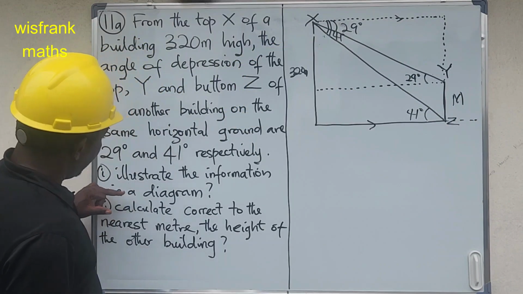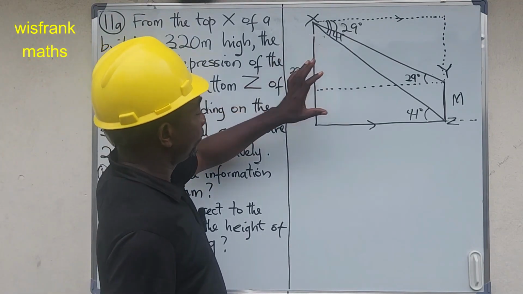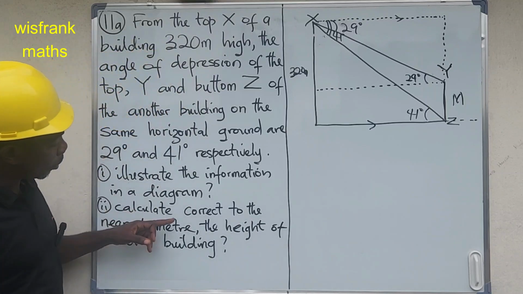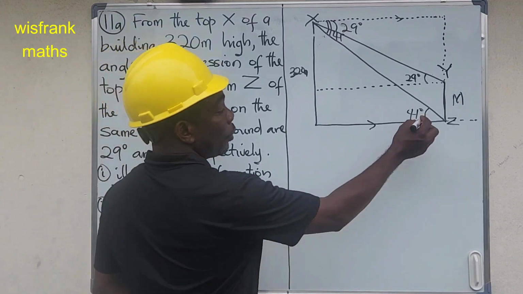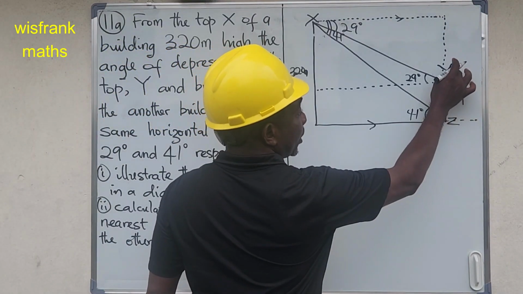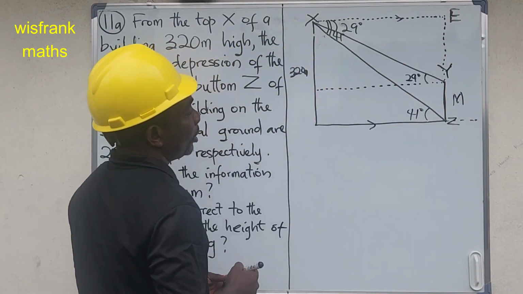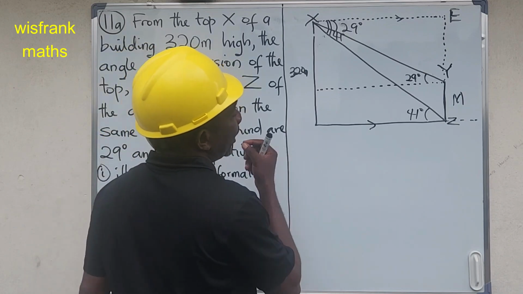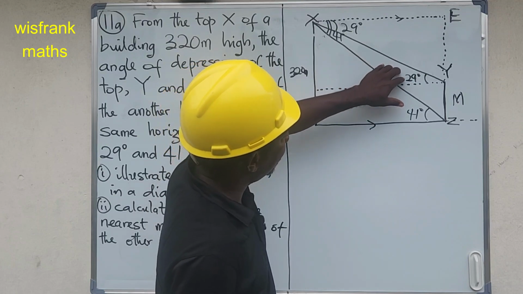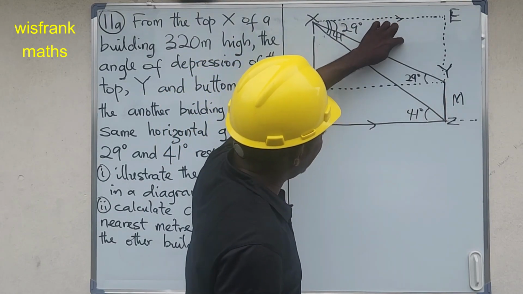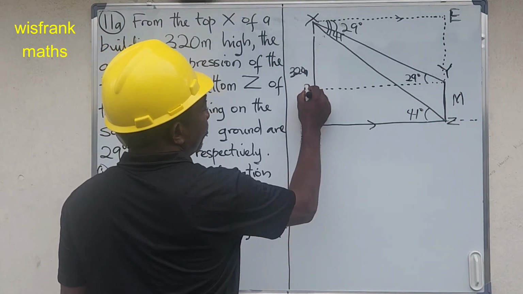How do we do that? The first question says illustrate the information in a diagram. This is the diagram. And the second question says calculate, correct to the nearest meter, the height of the other building. We are asked to find the height of the other building, which is Y and Z. Let's call this point E, that meets that place. How do we do that? If you look very well at this figure, you see that we have a triangle here, another triangle here, and another triangle here, and we also have a rectangle. Let's say this point is A and this point is B, our new point.